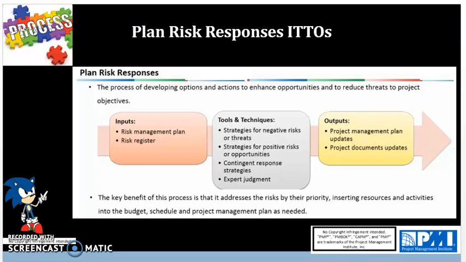One, you have avoid. You're basically changing the project management plan to eliminate the threat entirely. Examples include extending the schedule, changing the strategy, or reducing the scope. This is not a good idea all the time. Avoiding the risk is not always going to be feasible. The other option we have is going to be transfer, which is basically shifting the impact of a threat to a third party in exchange for a payment. This could be an example of insurance, performance bonds, or warranties or guarantees.